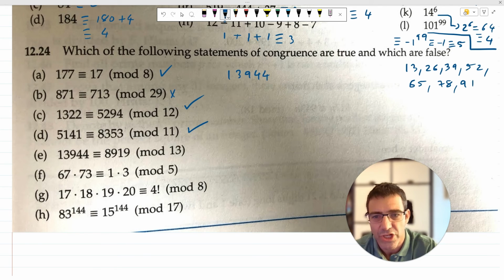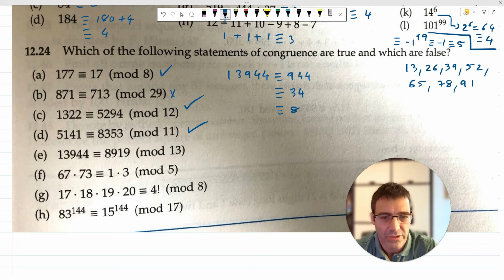So we can start with 13944 and change it to 13,000 plus 944. So then we can say this is the same as 944. Now 944, the closest one is going to be 910 because it's 91 times 10. So we can say this is congruent to 34. And then for 34, we can take away 26. So we're left with 8 mod 13. So that's good for that one.